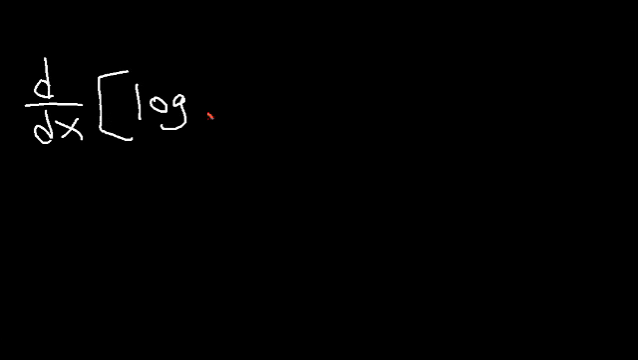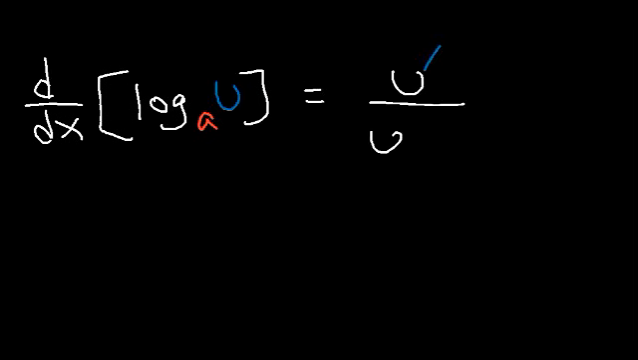So we talked about how to find the derivative of natural log functions. But what about regular log functions? Here's the formula that you need. The derivative of, let's say, log base a of a variable u is equal to u prime divided by u, very similar to a natural log function, but it's going to be u prime divided by u times ln a.